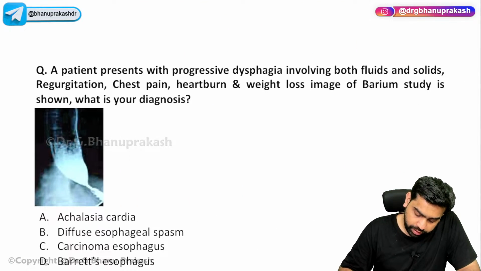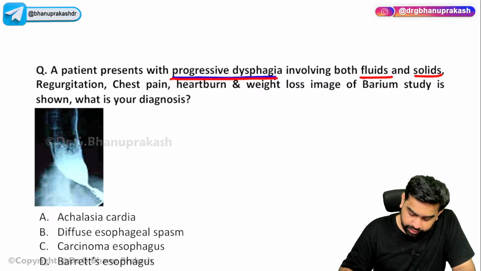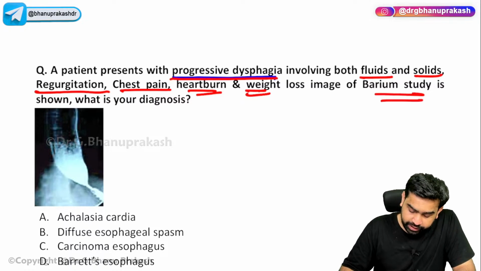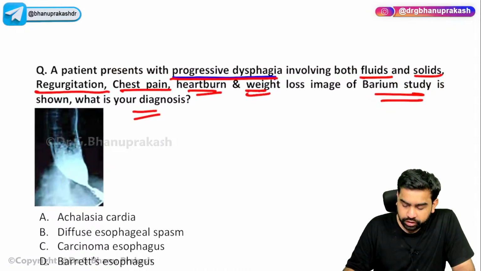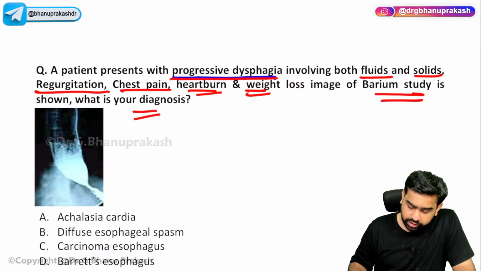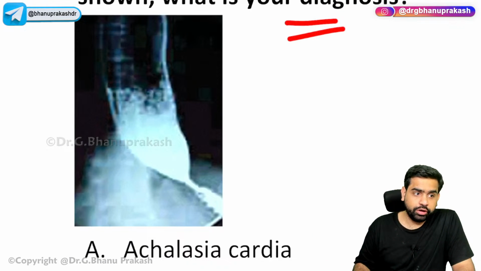So there's a patient who came with progressive dysphagia. The patient has progressive dysphagia involving fluids and solids. Regurgitation, chest pain, heartburn and weight loss are there. A barium study has been shown. What is the diagnosis? Progressive dysphagia, fluids, solids, regurgitation, chest pain, heartburn, weight loss, and this is the barium swallow image which has been shown to you.